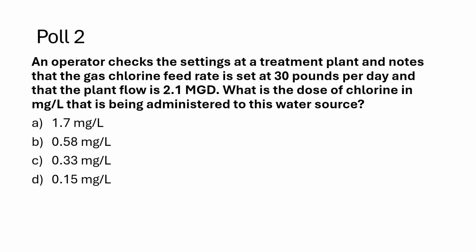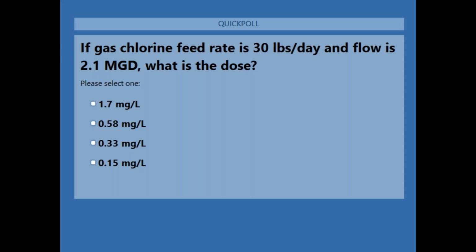In this problem, the operator is at a treatment plant and looks at the chlorine feed rate, and it's set at 30 pounds per day. The plant flow, you can read the master meter, is set at 2.1 MGD. We want to know what is the actual dose of chlorine that we're administering to this water source. You have two ways you can do it. You have that formula that we derived algebraically, and you also have the pounds formula where you can use that dividing line concept.